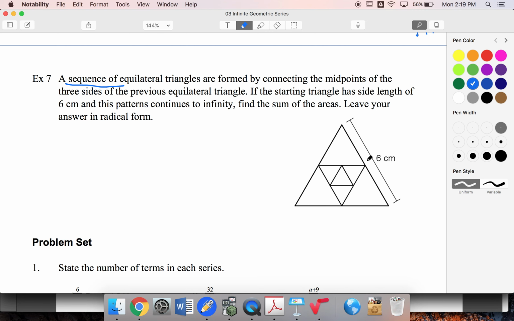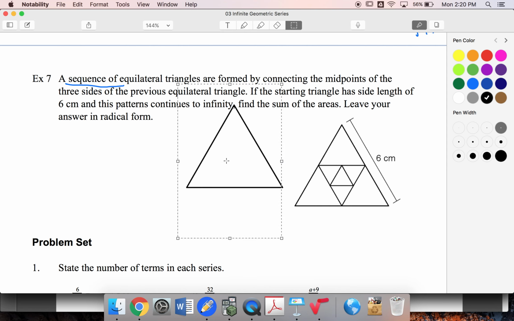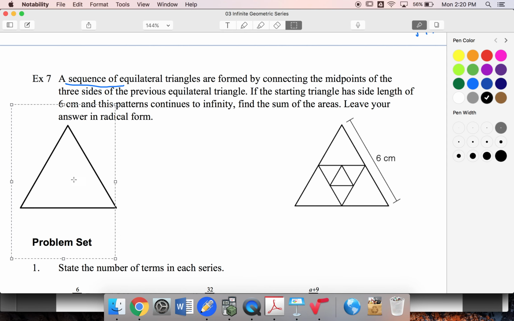So what we've drawn here is the pattern going inside, but we've got a sequence. The first one starts with 6. I'm going to cheat a bit and copy this first one. I'm going to use my straight line tool to help me. So here's my first triangle, and I'm going to use my tools and drag this over. So there's my first one.